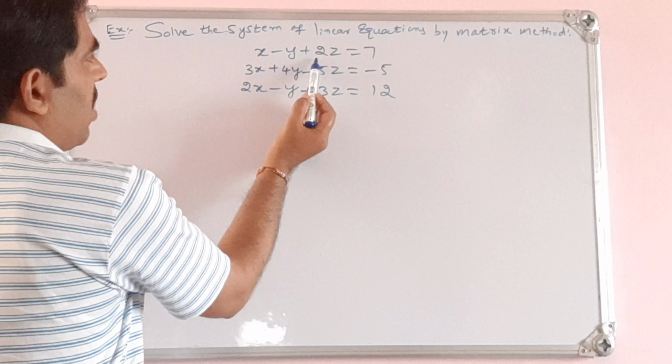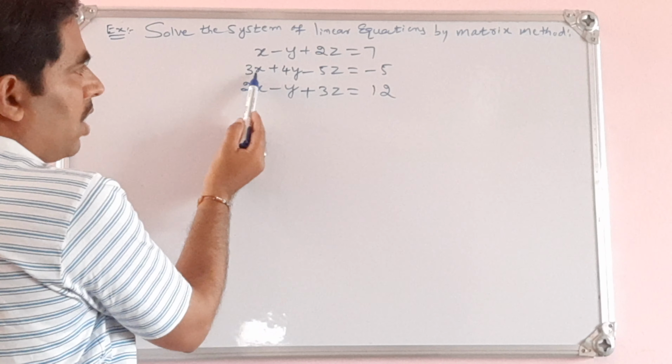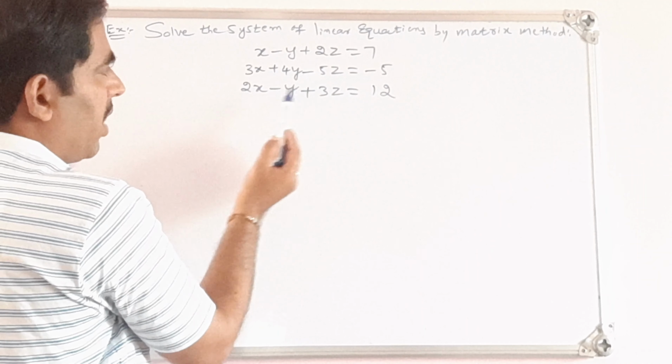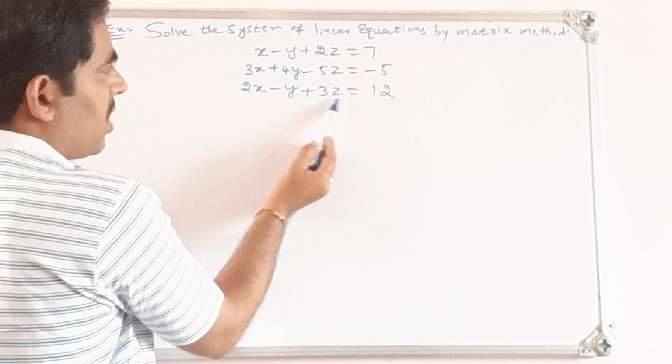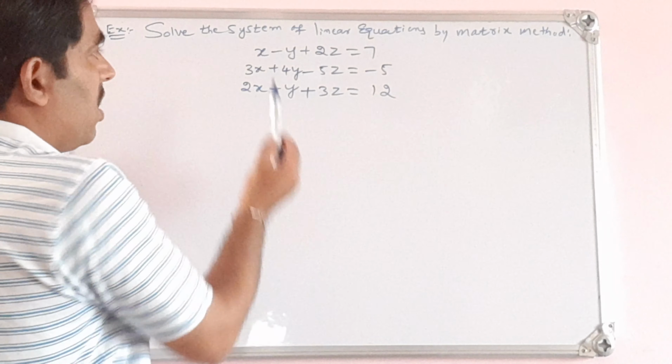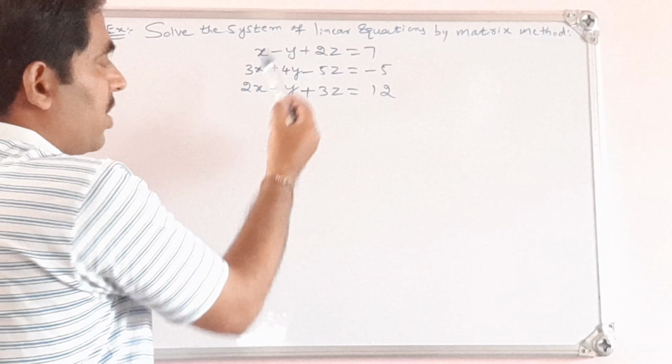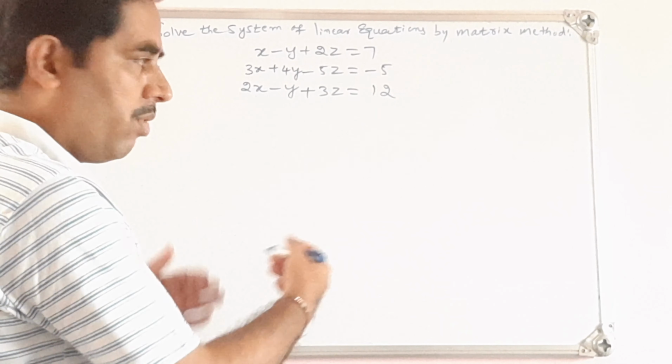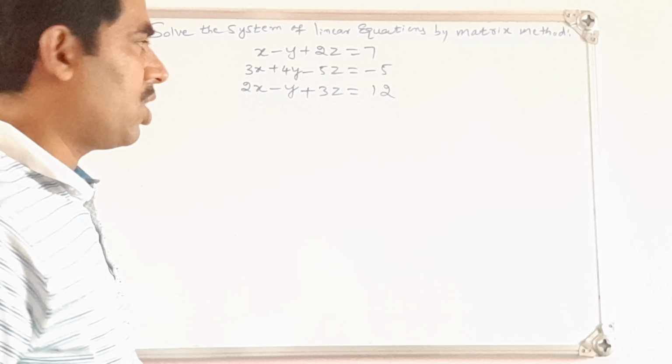x minus y plus 2z is equal to 7. Then 3x plus 4y minus 5z is equal to minus 5. 2x minus y plus 3z is equal to 12. So here constants are on the right hand side, and all the three equations are given in standard form. So we shall start our solution here.